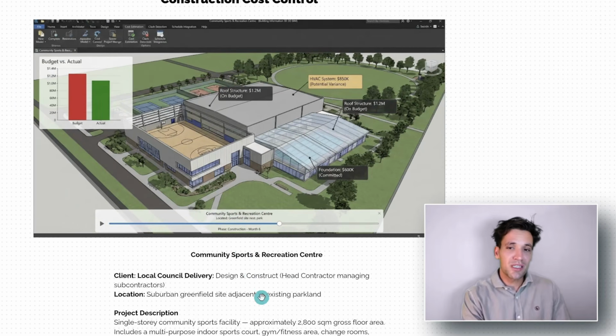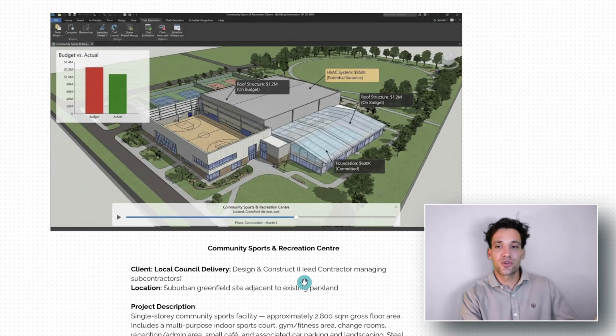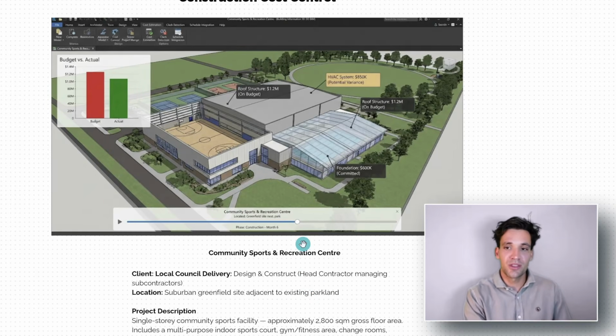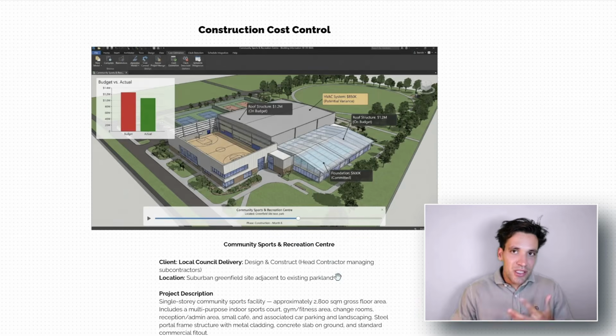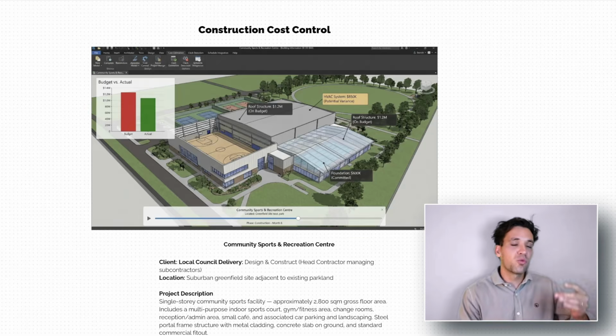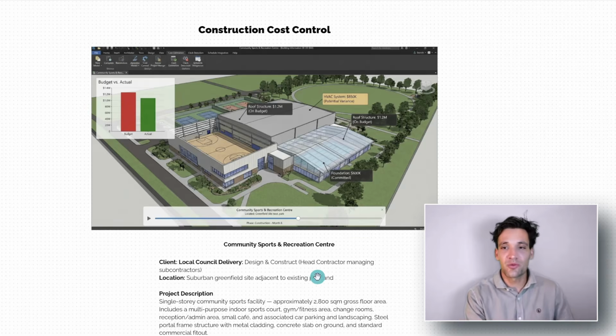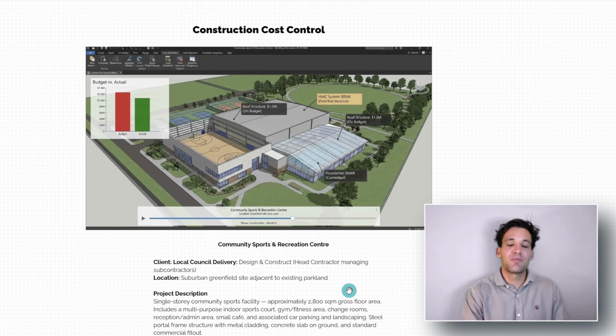So the example project we're going to be doing is the design and construct of a new sports facility. We're going to take on the perspective of head contractor managing subcontractors. Now, the same principles I'm going to talk about cost control will apply whether you're a project management consultancy, whether you're a client or owner or client rep. So the principles are all the same, but it's going to be managing a big construction project delivered through contractors.